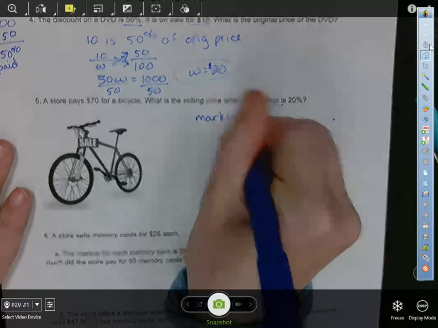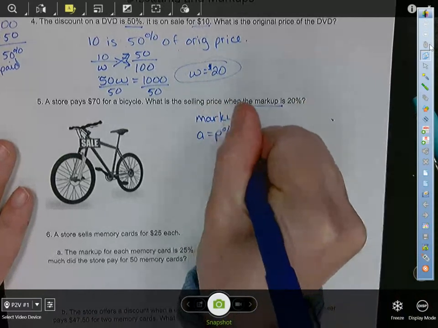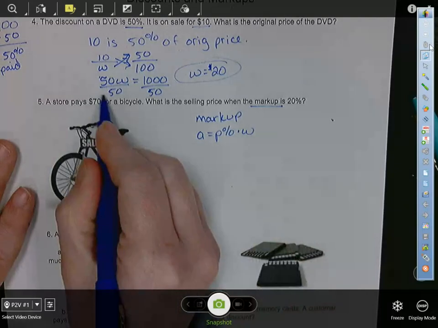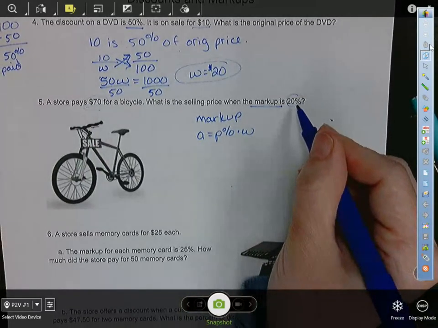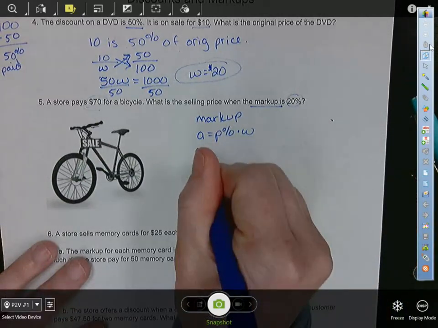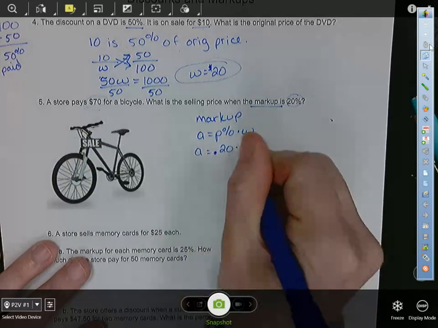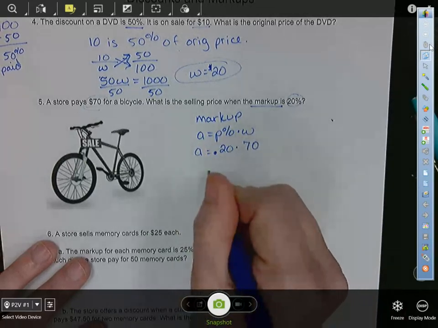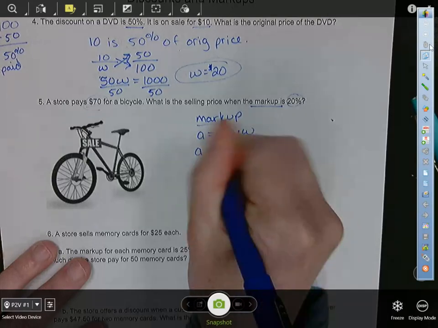To find the markup, we're going to use the percent equation. A equals P percent times W. A is the part, W is the whole, and our whole amount is 70, and our percent is 20%. So again, I need to change 20% to a decimal. So what would 20% be as a decimal? Yeah, it'd be 0.2 or 0.20 times the whole amount, which is 70. And what's 0.20 times 70? Yeah, so it's $14. So the markup is $14.